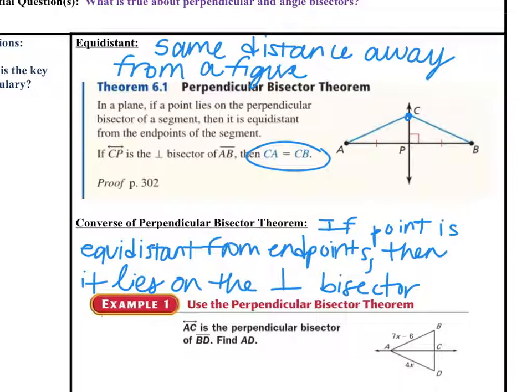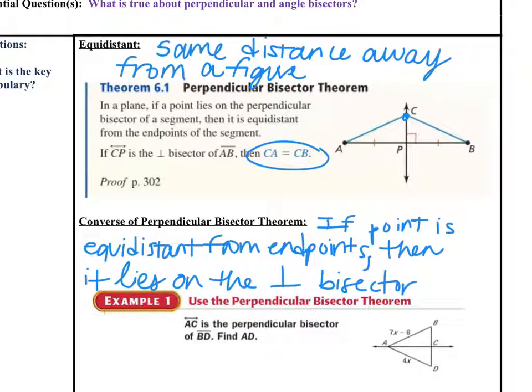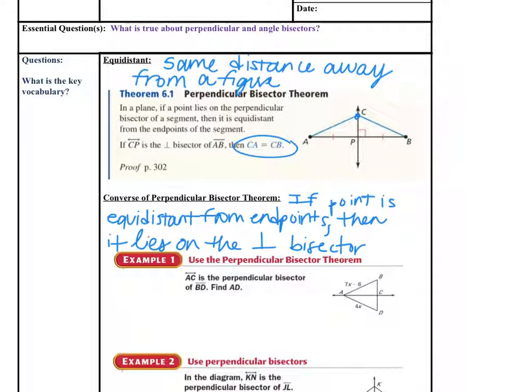That symbol that you just saw me draw, that means perpendicular. So if we can prove that these two pieces are the same in measure, then we can say that C is on the perpendicular bisector.